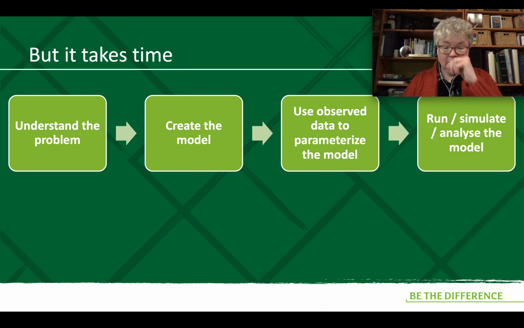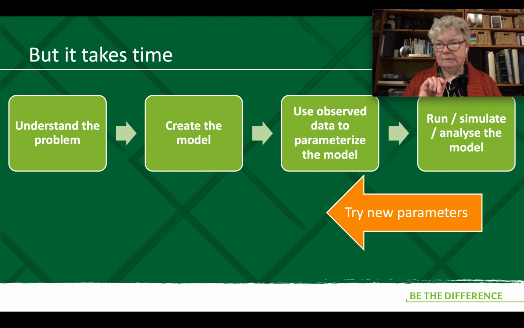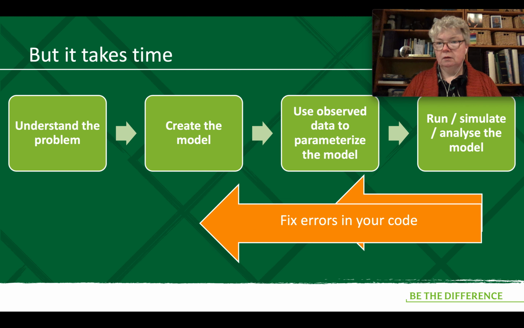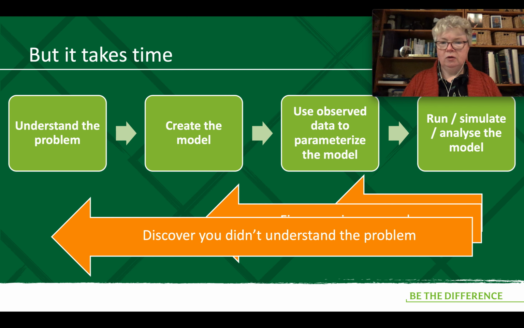Usually at that point, you discover that you didn't have the right parameters. So you go back and you try some other parameters. Or you discover that you made an error in your code. None of us is infallible. You go back and you fix the errors in your code. Or most often of all, you discover that you didn't really understand the problem at all, and you go back and talk to your collaborators a bit more to try and figure out what it was that you really should have captured in the first place.